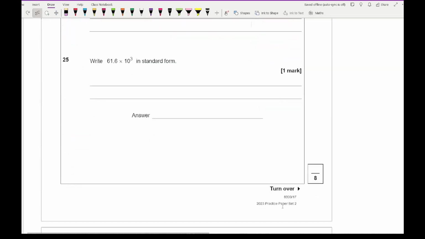Moving on to question 25, it says write 61.6 times 10 to the power 3 in standard form. Well, hopefully you'll be able to spot that this is not in standard form because this number is not written as a number between 1 and 10. So what we need to do is make this number smaller by moving the decimal point, and I then need to make the power bigger by the number of places that I've moved the decimal place. So it's going to be to the power of 4. So the correct answer should be 6.16 times 10 to the power of 4.